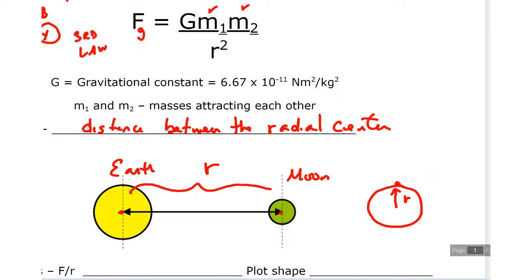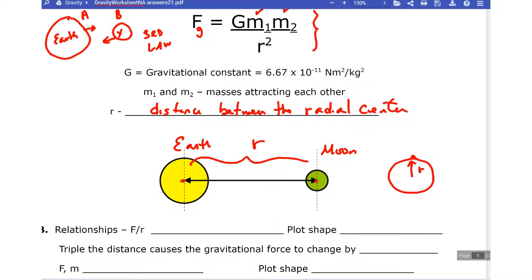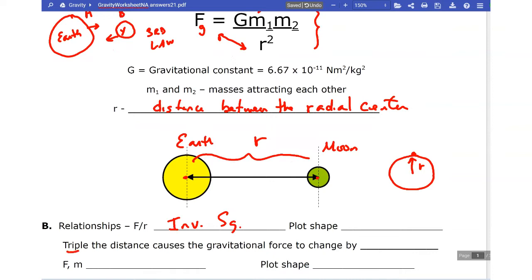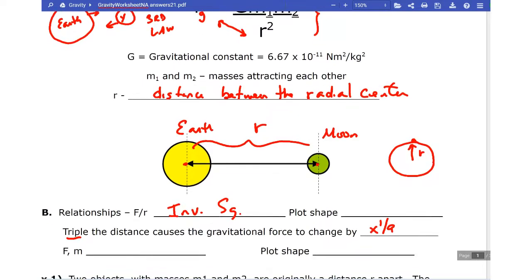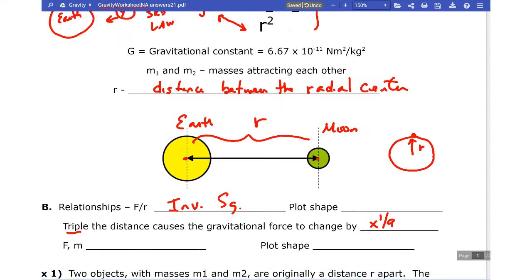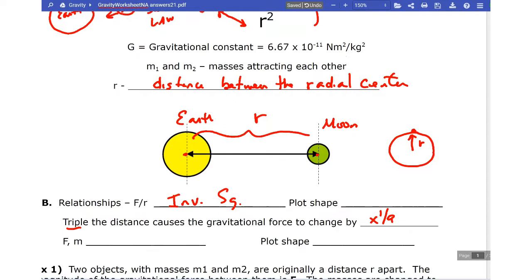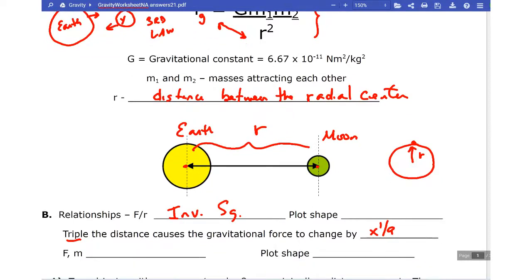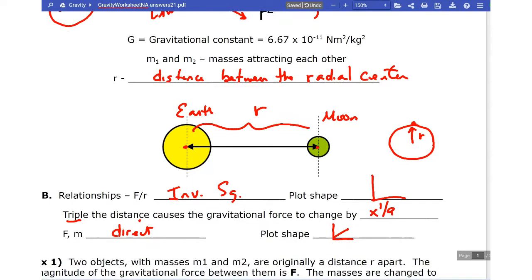So nobody's going to ask you to plug into this equation, but you'll have to know the relationships. This relationship is inverse square. And what does that mean? If you triple the distance, then the force of gravity is 1/9. You double, it's 1/4. You multiply by 5, and it's 1/25. You quadruple, it's 1/16. Inverse square. F and M are direct. And the plot shape of the direct looks like this. And the plot shape of the inverse looks like, whoops.